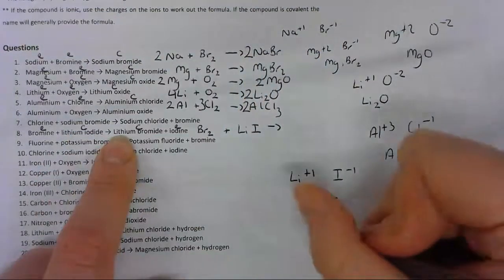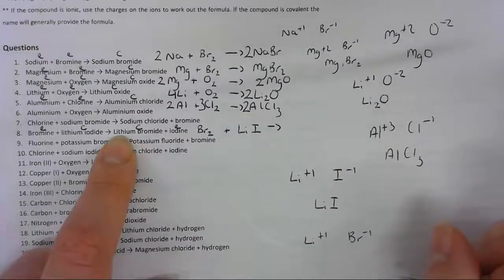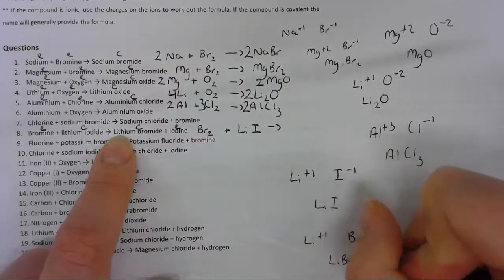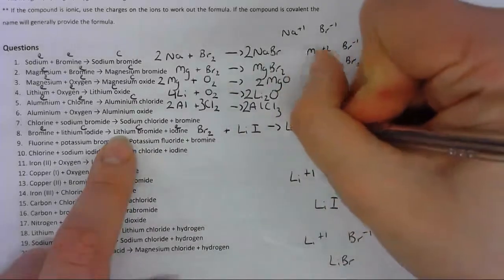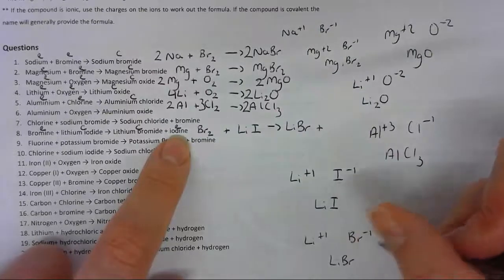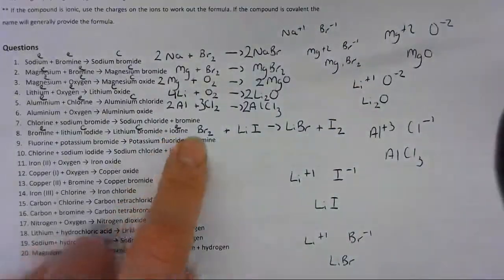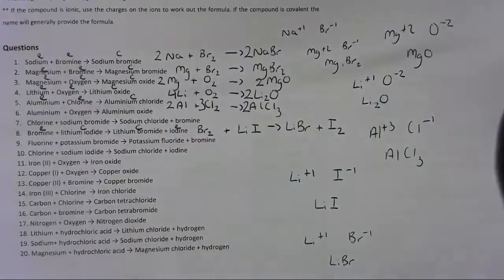Lithium bromide, again, another compound. Lithium's in group 1, bromine's in group 7. Those charges immediately cancel, so I get LiBr. And then I'm forming iodine as an element, and iodine is in group 7, so the formula is going to be I2. So that is my equation. Is it balanced? No. I'm going to need to go back and balance it.